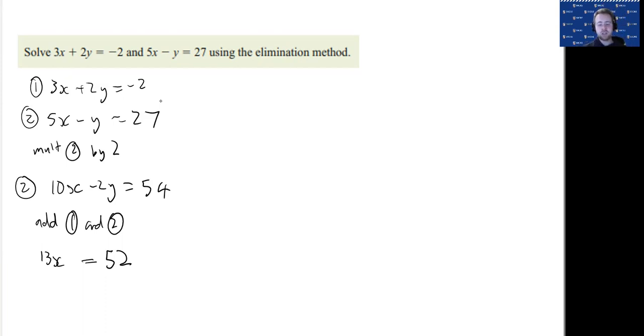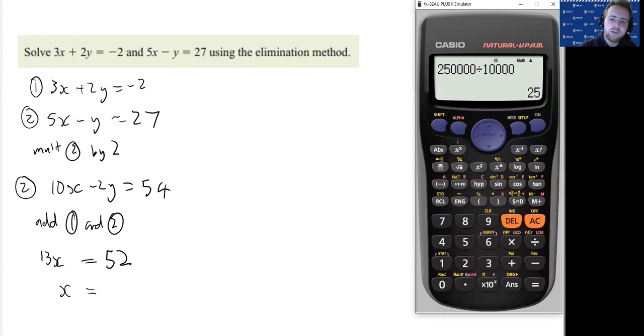Okay, and you can see straight away, I've now got a really simple equation. My y's have just evaporated, and now I can just divide by 13. Okay, 52 divided by 13 gives me 4.